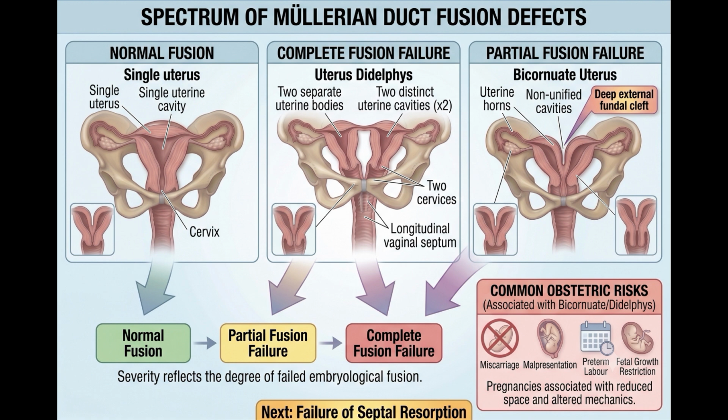Recognition of these anomalies depends on understanding the normal process of Müllerian duct fusion. When fusion fails completely, two separate uteri develop. When fusion fails only partially, one uterus with two horns is formed.